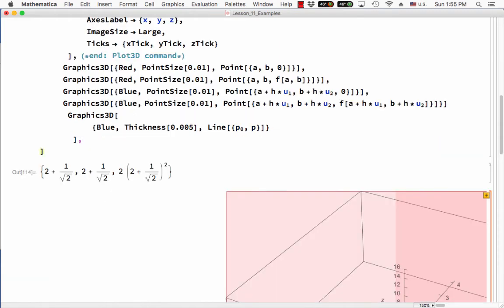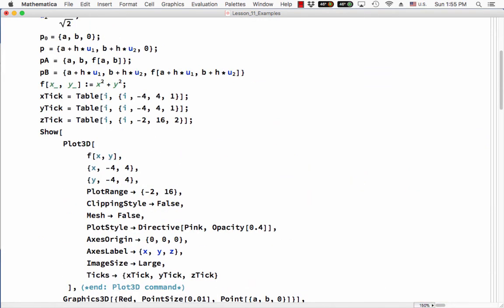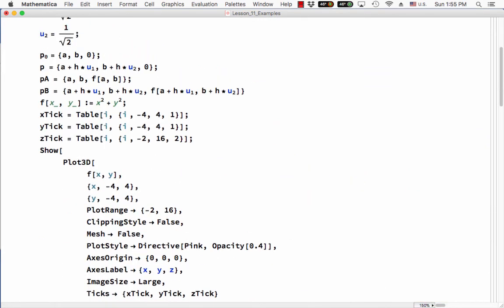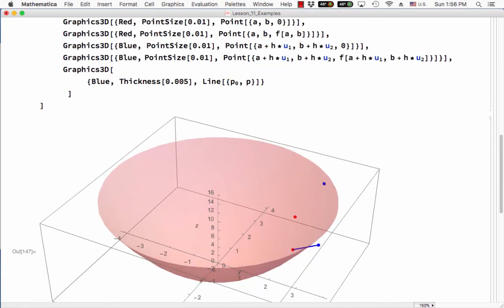What are you complaining about? Oh, Mathematica is complaining that I didn't actually do this well. What else is it complaining about? Let's see. So U1, U2, 0. What did I not suppress? I didn't suppress this one. And then what else did I not do? What are you complaining about? Oh, I didn't put a comma right here. So those are 2 things. Okay, there it is.